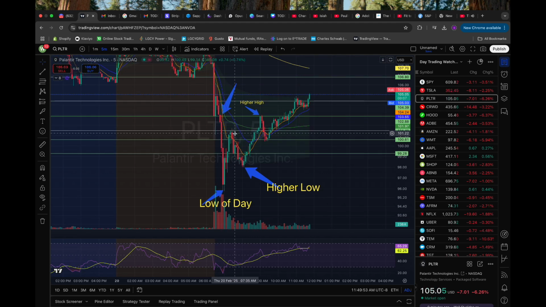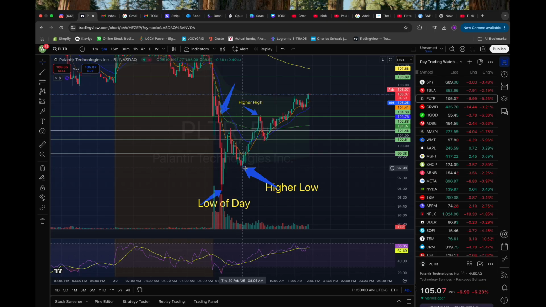Perfect. So check this out. Right now, Palantir came down here, right? This is the low of the day. This is another low, but it's a higher low. You see how this bottom is higher than this bottom, right? So this is a higher low. Now, check this out. Now we have a higher high right here. But this is because I have my support and resistance charted out, right? So think about it. Right here, we have a wick at this level. This right here is a resistance.